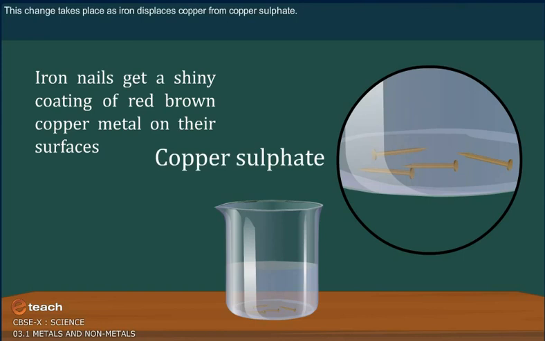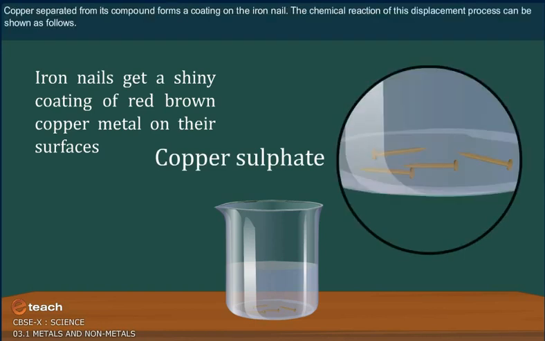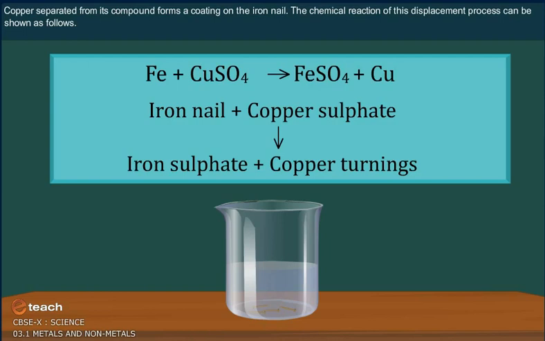This change takes place as iron displaces copper from copper sulfate. Copper separated from its compound forms a coating on the iron nail. The chemical reaction of this displacement process can be shown as follows. Iron nail plus copper sulfate produces iron sulfate plus copper turnings.